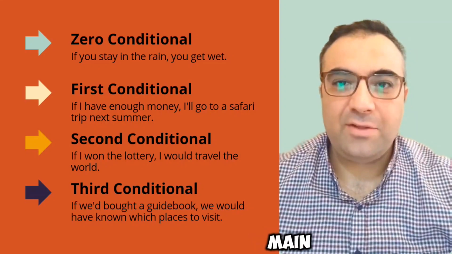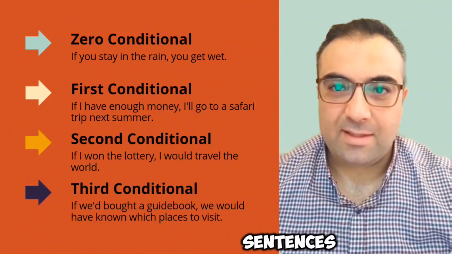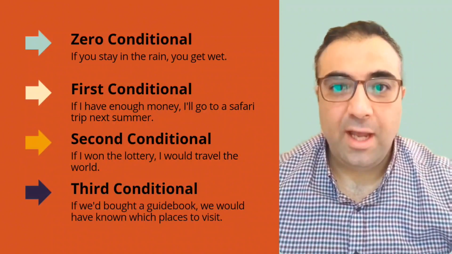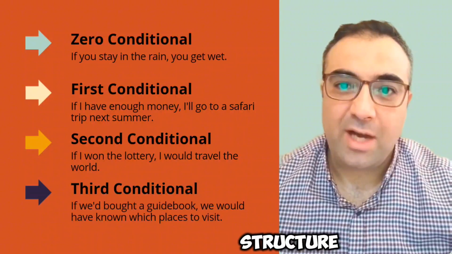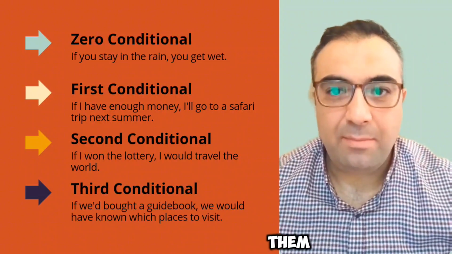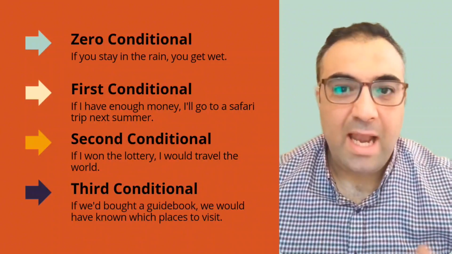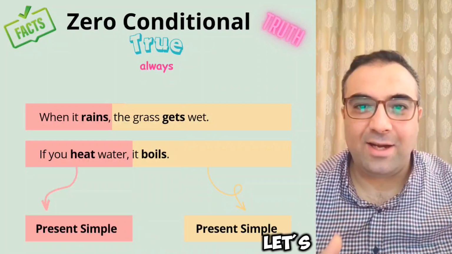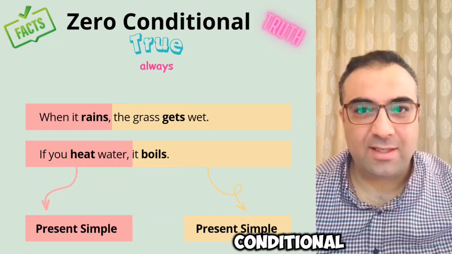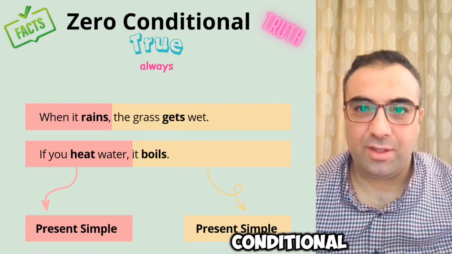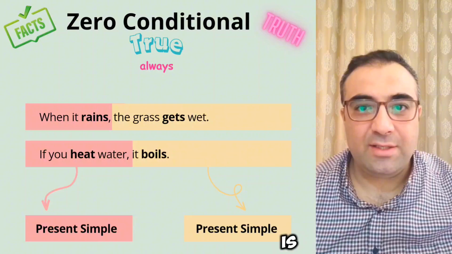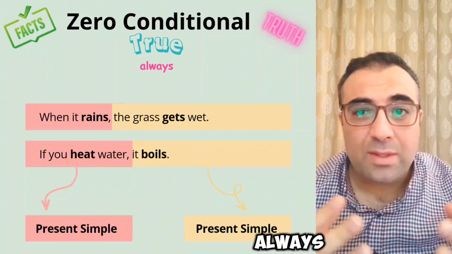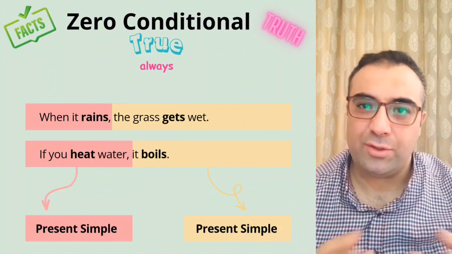There are four main types of conditional sentences: 0, first, second, and third. Each type has different structure and meaning, and we use them in different situations. Let's look at each type in detail. Let's start with the first type of conditional sentences, which is the zero conditional. The zero conditional is used to talk about general truths or facts that always happen and are always true.